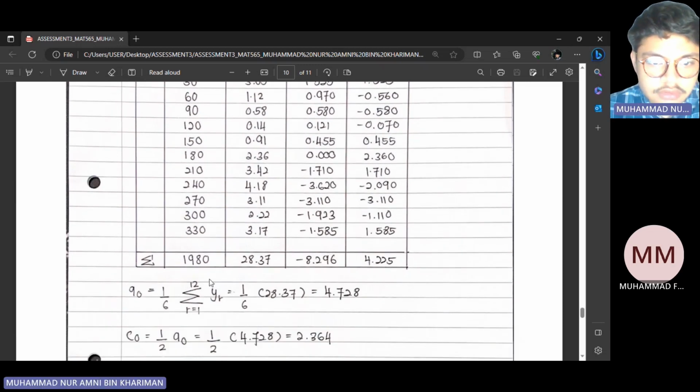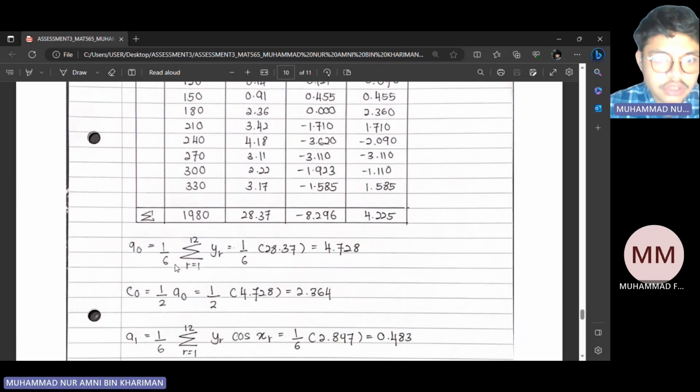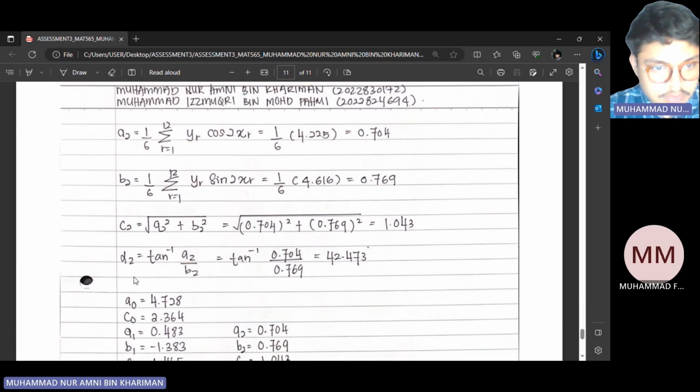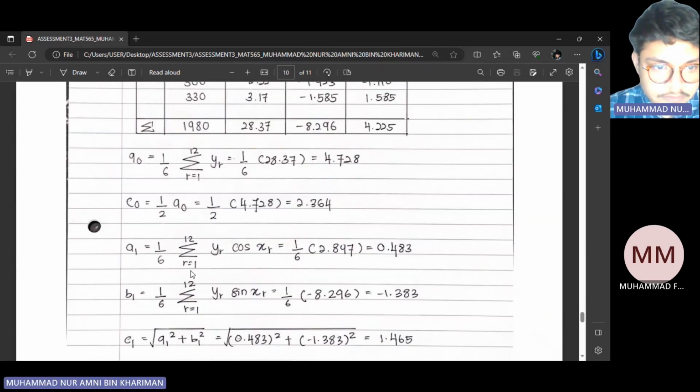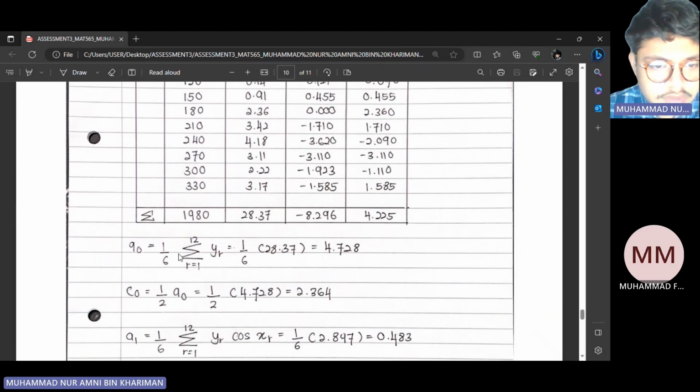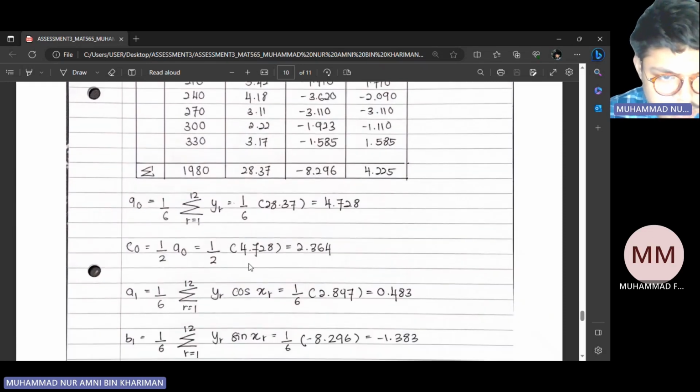So from the summation values here, we can come up with a solution to find A naught, C naught, A1, B1, C1, alpha 1, A2, B2, C2, alpha 2. So the first one, we have to find the value for A naught. From the given formula, 1 over 6 summation of yr. The value of the summation of yr is 28.37, just directly multiply by 1 over 6, and you will get 4.728. For C naught, the formula is half of A naught. So A naught just divide by 2, which is 4.728 divided by 2, you will get 2.364.